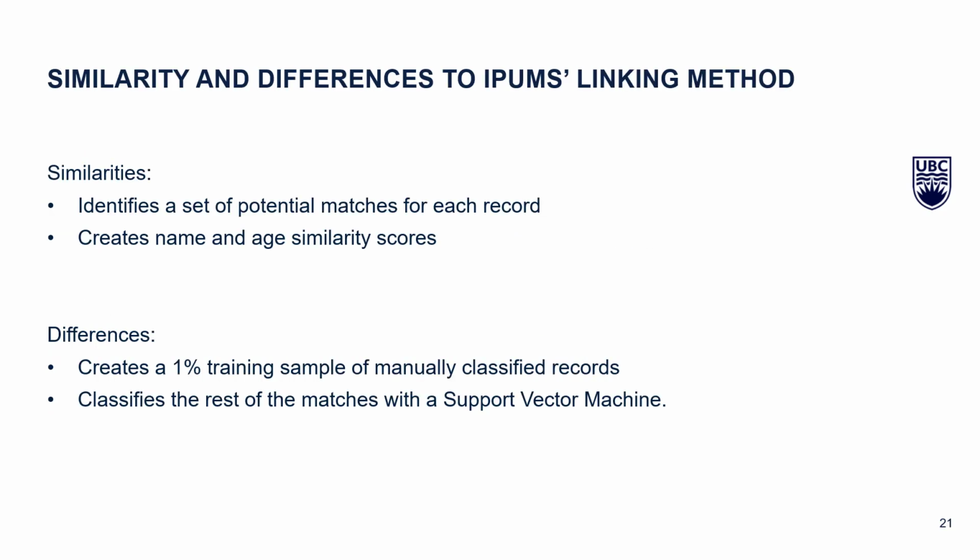Though they compared their results to IPUMS's linking method, their linking methods were not entirely dissimilar. Both methods identified a set of potential matches for each record and created name and age similarity scores. The major difference between the two methods is that IPUMS created a 1% training sample of manually classified records and then classified the rest of the matches with a machine learning tool called a support vector machine.